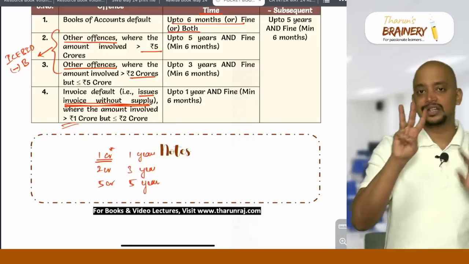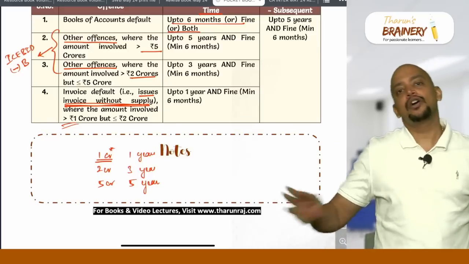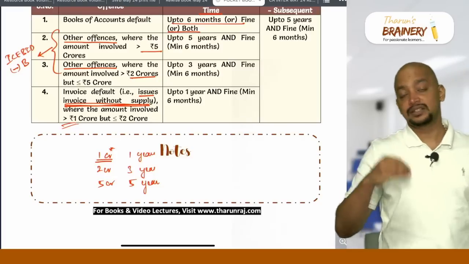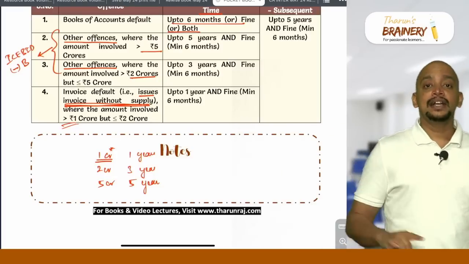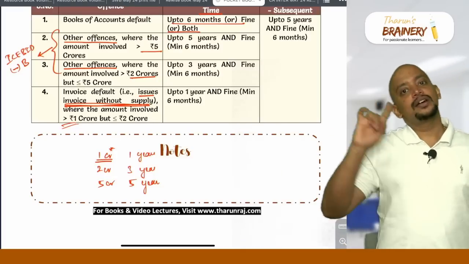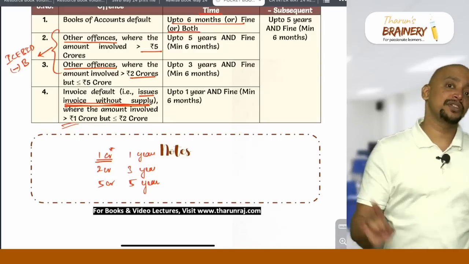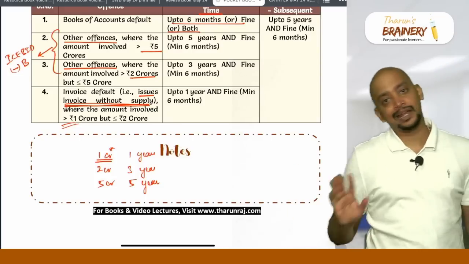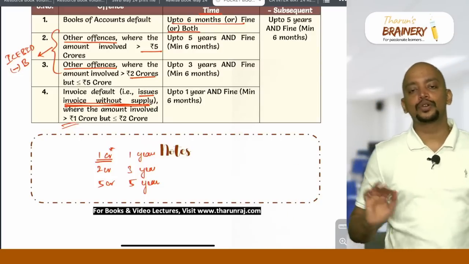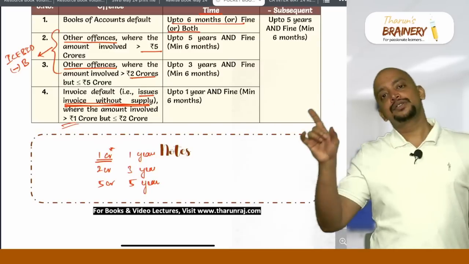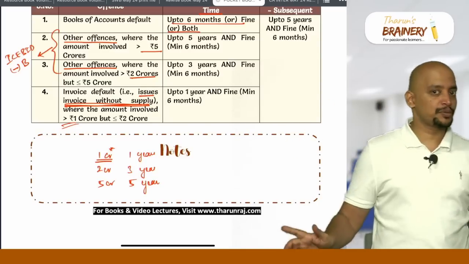How to remember this? 3 simple points. Books of accounts default, always up to 6 months or fine or both. Then greater than 1 crore up to 1 year, but only in case of invoice default, that is invoice without supply. All other offences only greater than 2 crores, so up to 3 years, and greater than 5 crores up to 5 years.